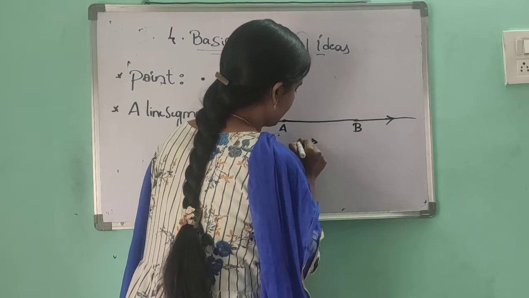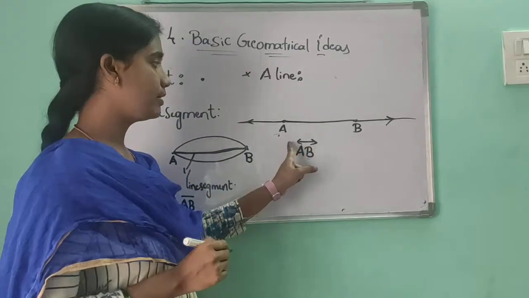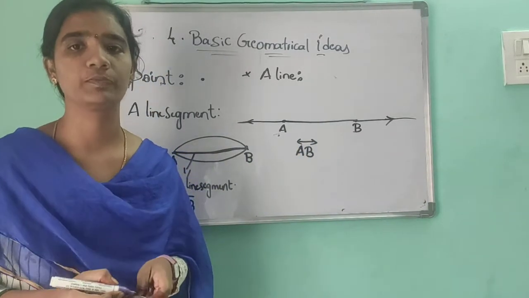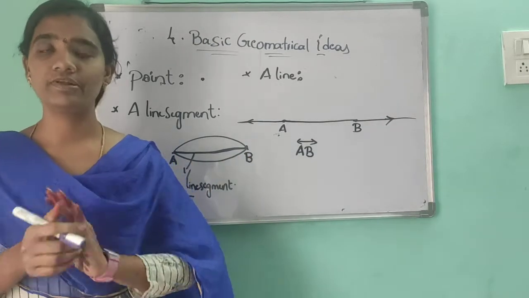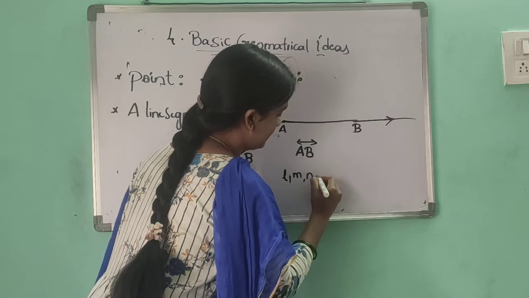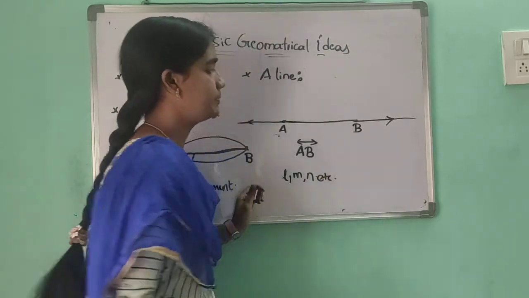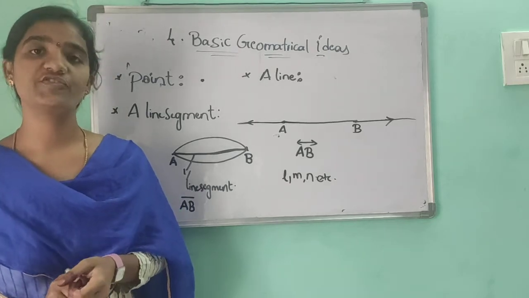We write it as AB bar. AB with arrow marks on both sides. A line can also be represented by small letters l, m, n, etc. A line is also called a straight line.